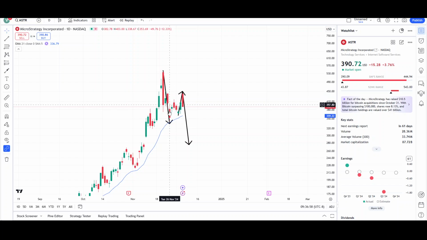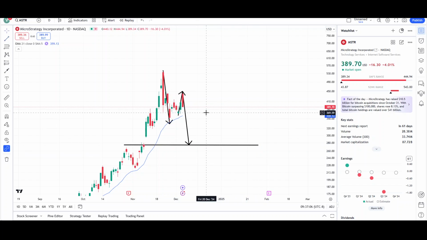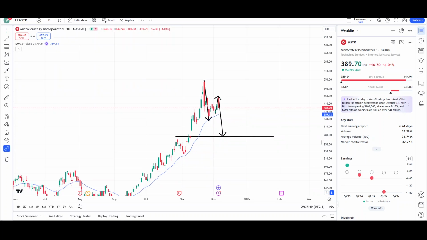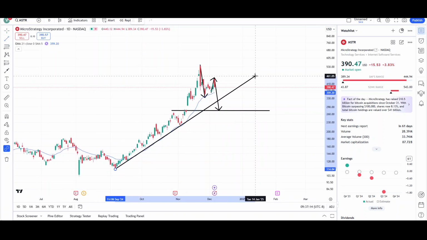So we had an impulse. This is a complex correction that could lead to another impulse targeting the gap fill at the 275. So that's still back in play, right? Especially with today's selling pressure. So that's something to keep an eye on that can take place in the future, especially with this trend line right here that price can test as well.